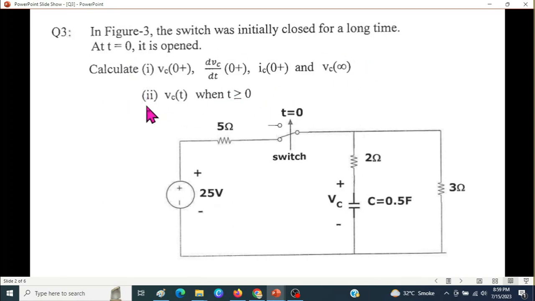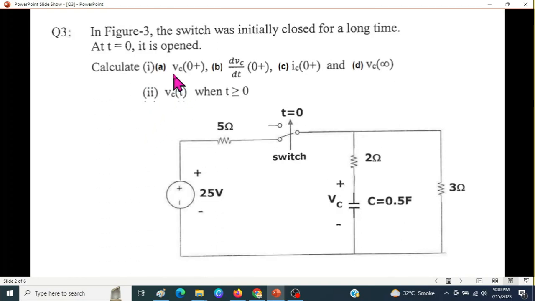Now this sequence is very confusing. You cannot find this dV/dt or IC(0) or VC(infinity) unless you find VC(t). At least I don't know if there is any other technique. I could not find one. So what I have done is I have numbered these: the first one I'm calling 1A, then 1B, 1C, 1D. First of all, I'll solve 1A, and then I'll solve 2, and then I'll solve 1B, 1C, and 1D.